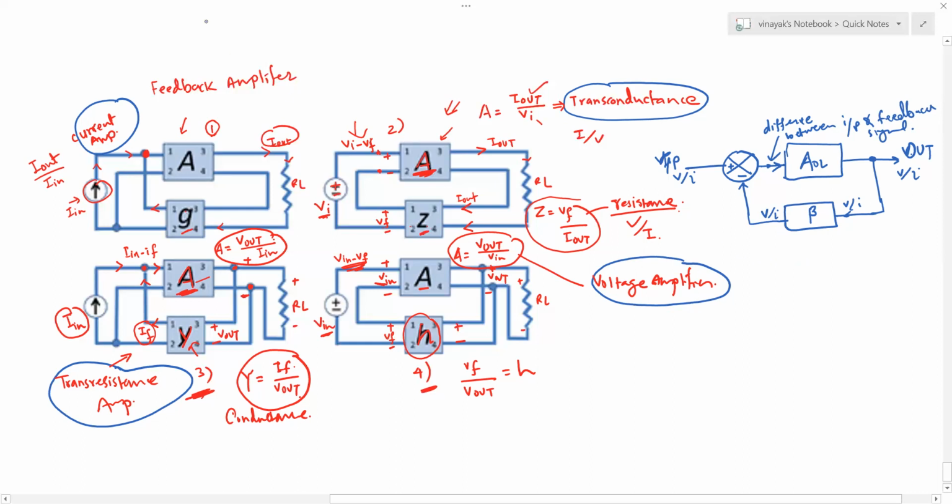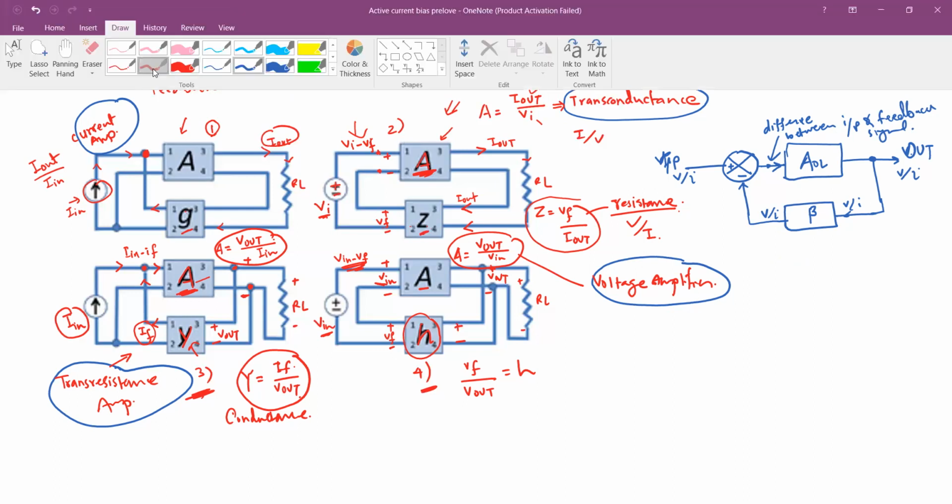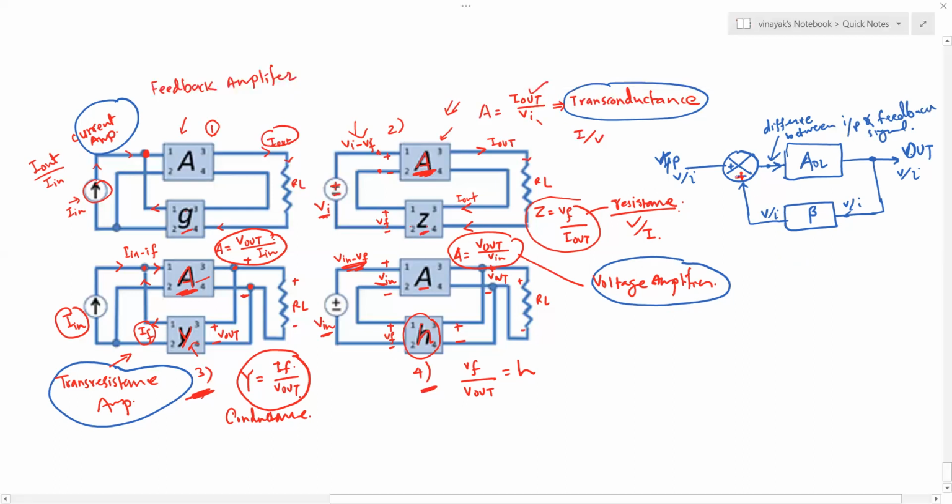So now we talked about negative feedback. What if I have positive feedback? It means I am adding the signal from the feedback network to the input signal. So I will have an addition here, not the difference between the two signals. That kind of feedback is called positive feedback, which is employed to build an oscillator circuit. So I think we've comprehensively understood the four classes of feedback amplifiers.